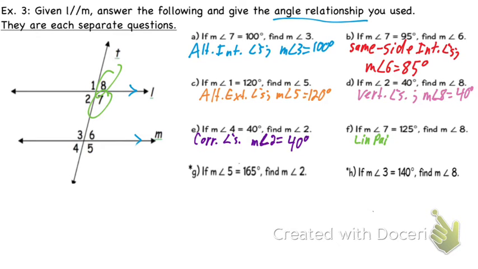Very good. Linear pair. Linear, think about line. Pair, two. Two angles that form a line together.